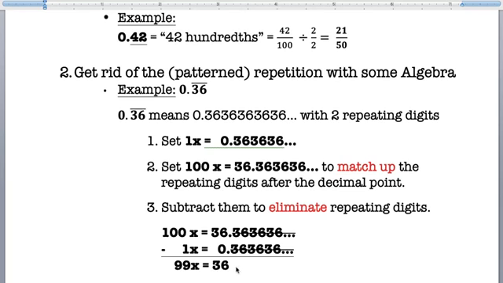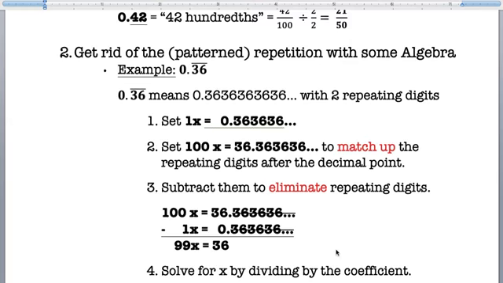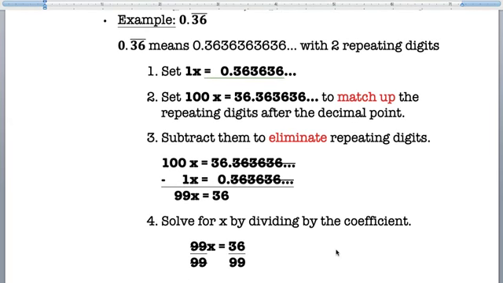So now we're here, we have 99x equals 36. So here's where the algebra continues. You're going to solve for x by dividing by the coefficient. I have to get x by itself. So in order to get x by itself, I have to get rid of this 99. This 99 is being multiplied by x. So the opposite of multiplying by x is to divide, right? Instead of 99 times x, it's going to be divided by 99. And whatever I perform on one side of the equation, I have to perform on the other side.